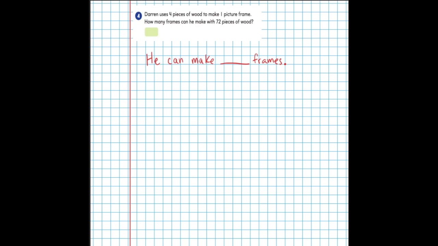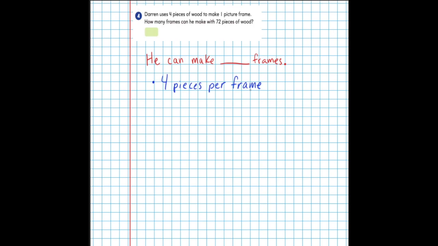So the first clue we have here is that Darren uses 4 pieces of wood to make one picture frame. So I could turn that into a clue by saying 4 pieces per frame. Per frame is the short and quick way of saying one picture frame. So now I've turned a very long sentence into a very quick clue. And now I'm looking for my next clue.